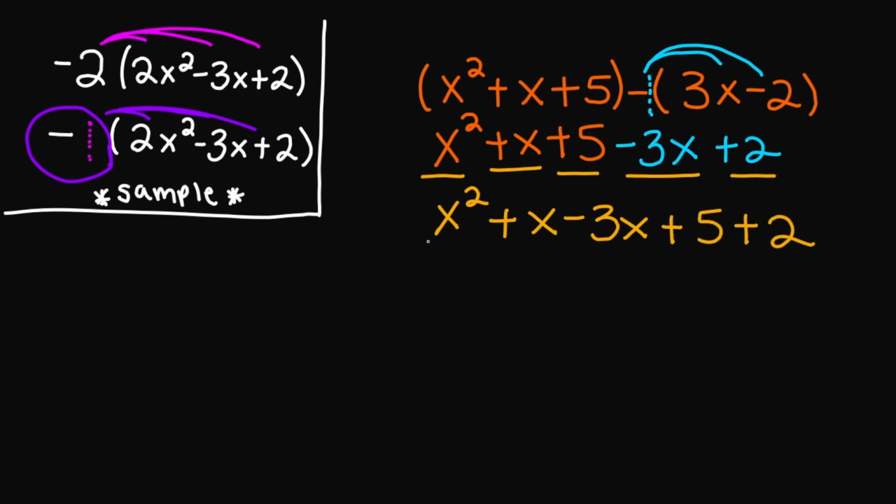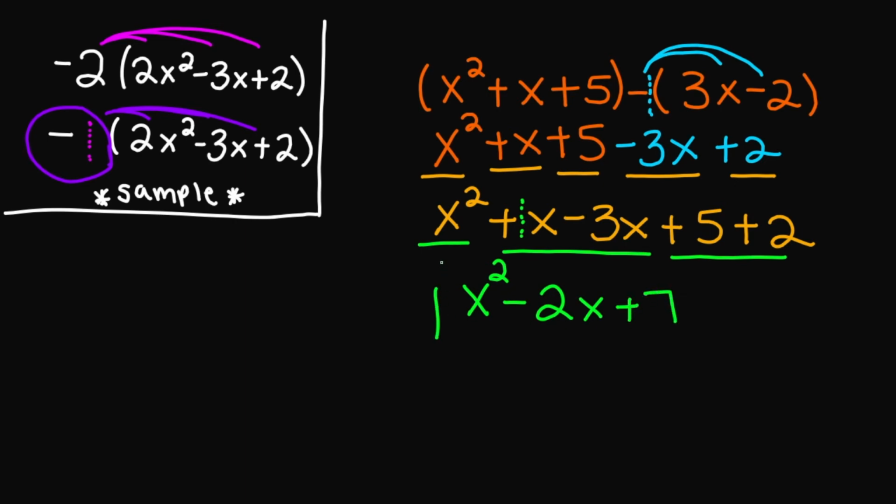Now let's solve. So we have x squared here. I do not have any other x squared. I'm just going to write x squared. X minus 3x, this is going to give us a negative 2x. Don't forget you have your imaginary 1 out here. And then you have 5 plus 2. This is going to give us a positive 7. And this is your final answer.